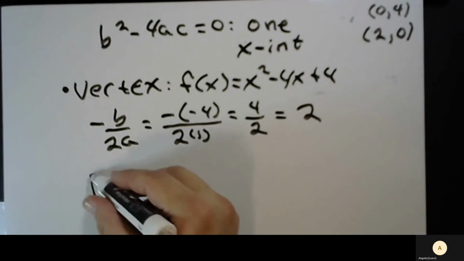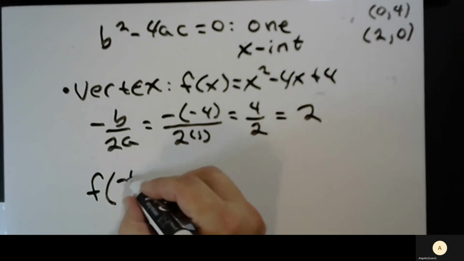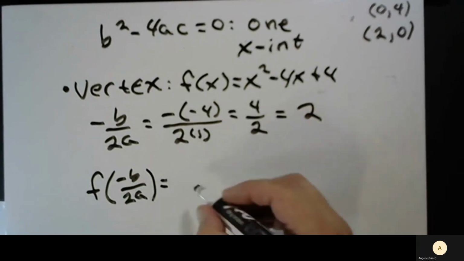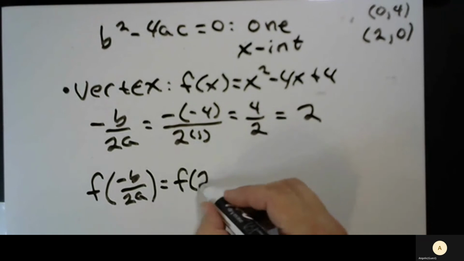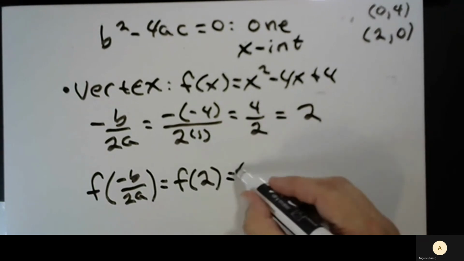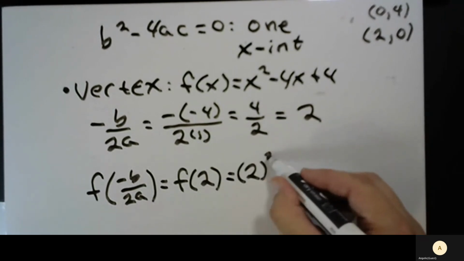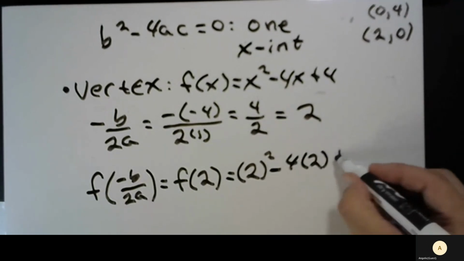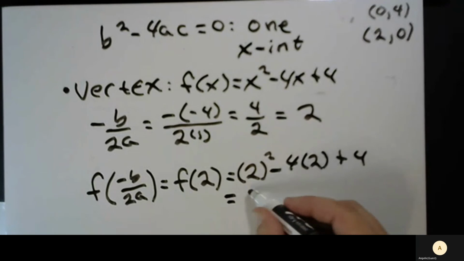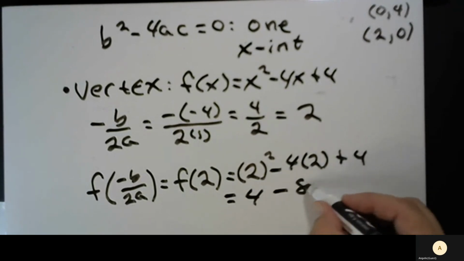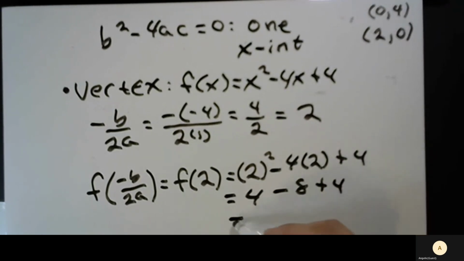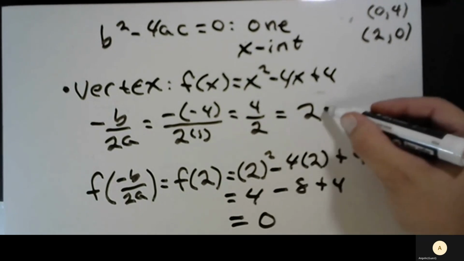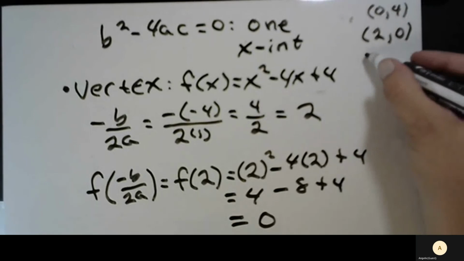And then f of -b over 2a, this is f of 2, or 2 squared, minus 4 times 2, plus 4, or 4 minus 8 plus 4, we're going to get 0. So the x-coordinate is 2, the y-coordinate is 0.